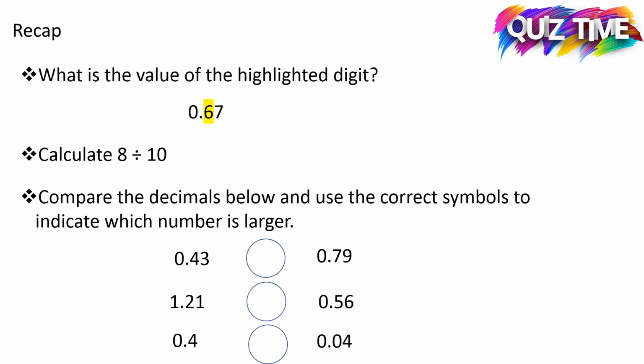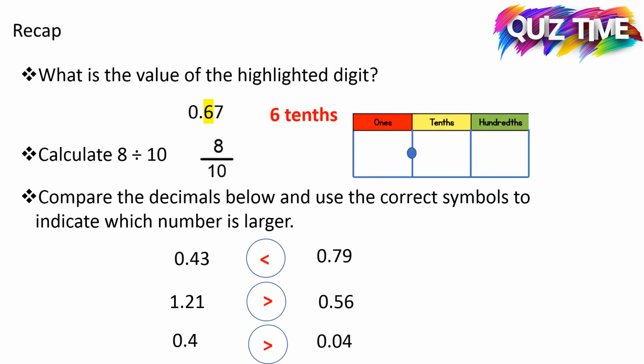Excellent, let's go through the answers. The value of the highlighted digit is 6/10. So we can write it like this as well. Eight divided by 10, so it's 8/10.